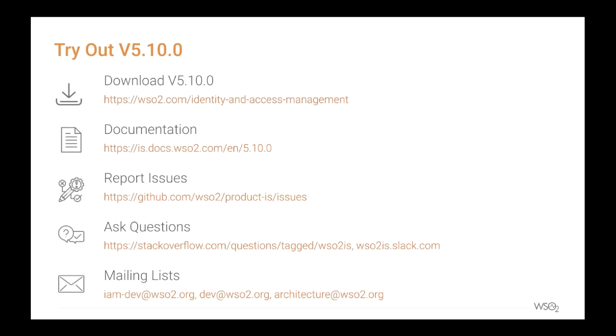You can try out our latest product, version 5.10.0. You can download the product from our download page and try the documentation from our documentation site. You can report issues in the GitHub product repository. You can ask questions in Stack Overflow and Slack. And also, you can use our public mailing list. You can tell us what you think about our product on Twitter.